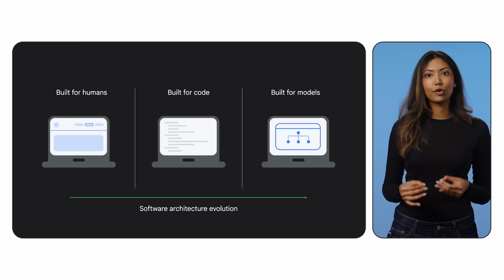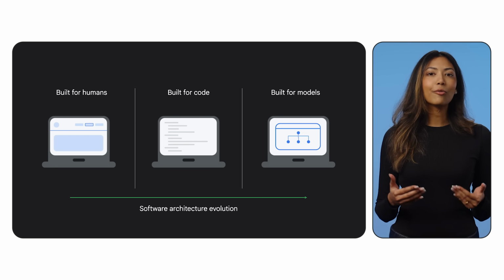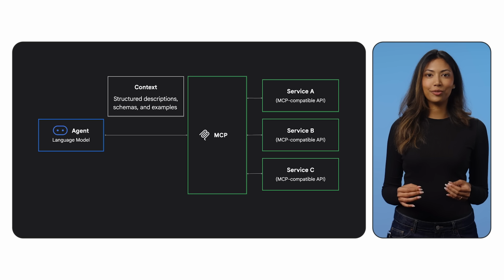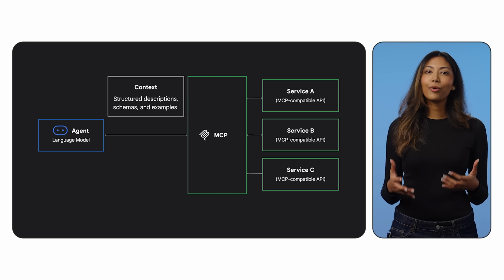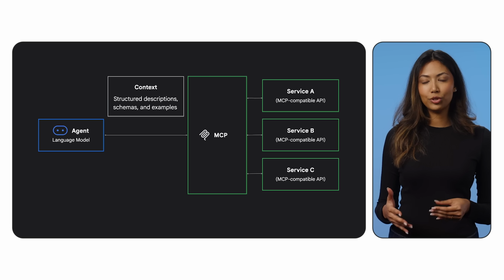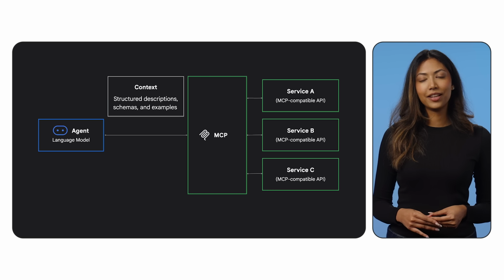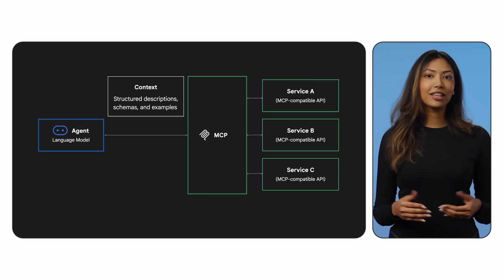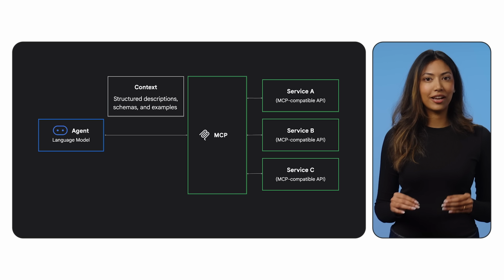Let's zoom out for a bit. The rise of MCP is part of a bigger movement towards model-native software architecture. For decades, we've built systems for humans and for code. Now we're building systems for models. And models don't consume REST endpoints the way code does. They consume context, which includes structured descriptions, schemas, and examples. They do this so that they can reason, plan, and act. So MCP gives them that in a standardized way.